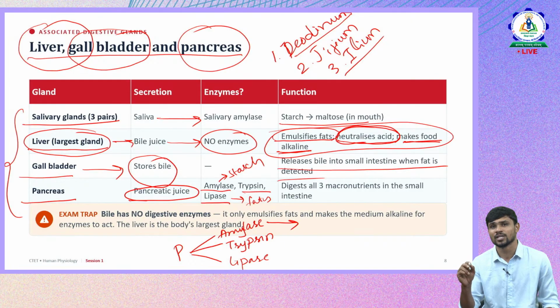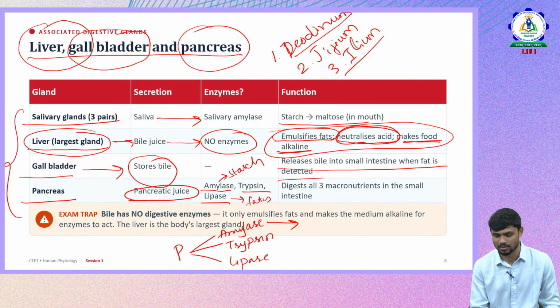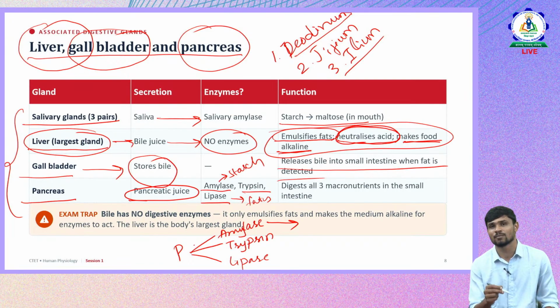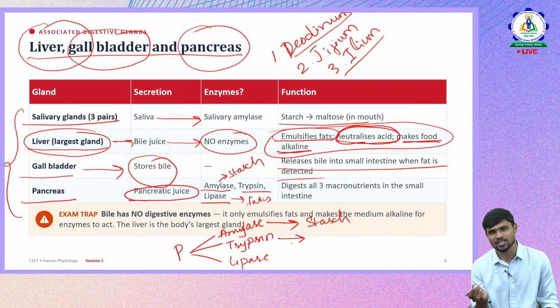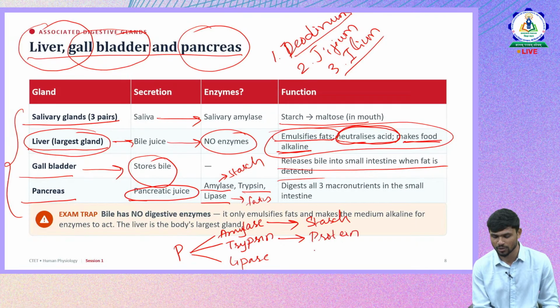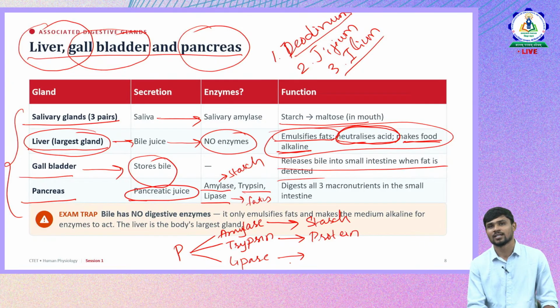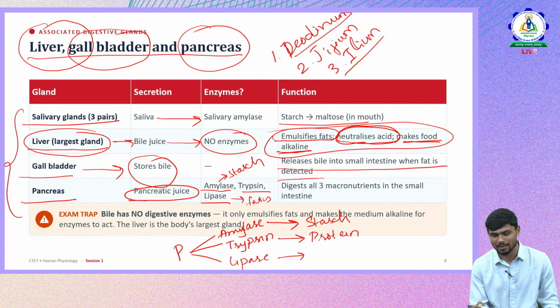Remember salivary amylase. What does salivary amylase do? It starts digesting the carbohydrate, that is starch. Here, the amylase released from the pancreas will complete the digestion of starch. Then trypsin, like pepsin in the stomach, completes the digestion of protein. What about lipase? In the stomach, it started digesting fats into glycerol and fatty acids. The lipase from the pancreatic juice completely digests the fats.